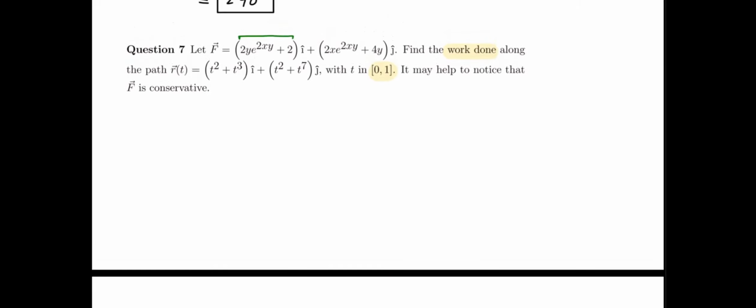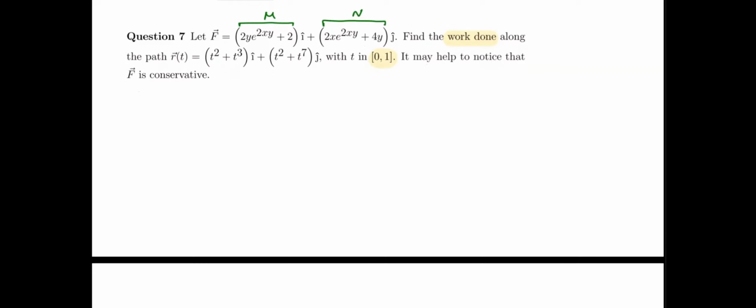Okay, so we can use the fundamental theorem of line integral, but first we need to check that F is conservative. Since F is a function of 2 variables and you have 2 components, you can label them. Here I'm going to label the first component of F. This component we always call M, and this component we always call N. So that's just the labeling.